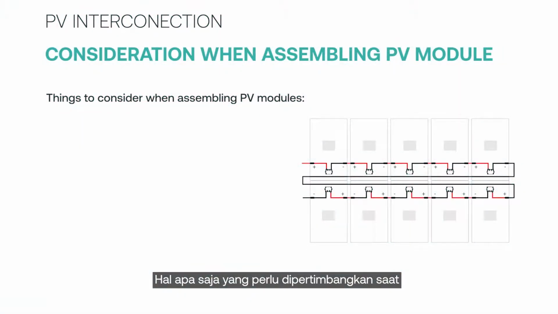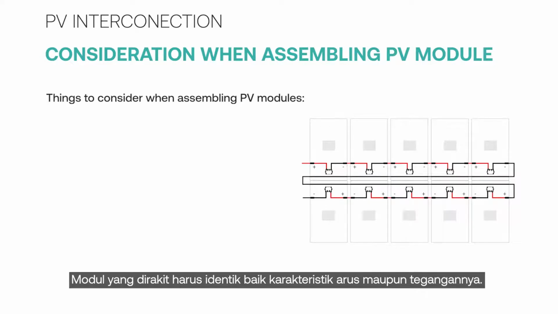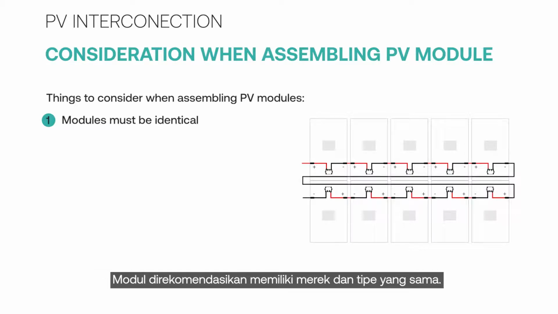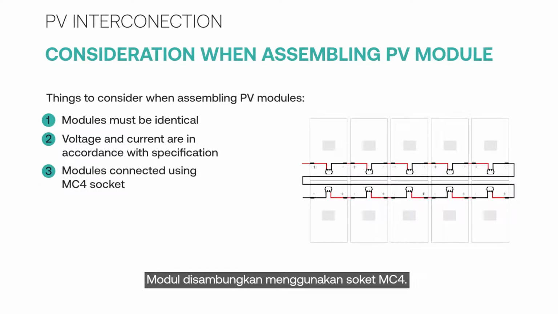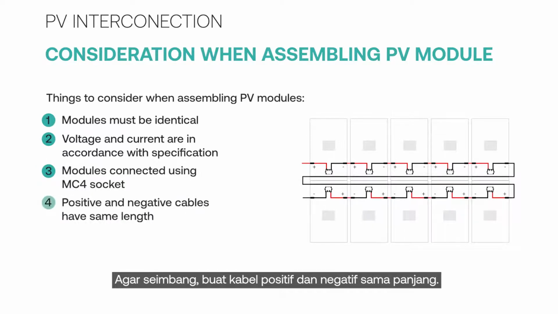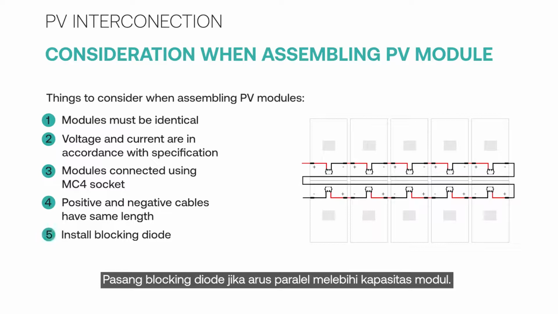What are the things to consider when assembling PV modules, both connected in series and parallel? Assembled modules must be identical, that is, in their current and voltage characteristics. It is highly recommended that they have the same brand and type. Total voltage and current of the system must respectively be in accordance with the specification of the inverter and charge controller. Modules are connected using MC4 sockets. To keep balance, make the positive and negative cables the same length. Install a blocking diode if the power current exceeds the module's capable capacity.